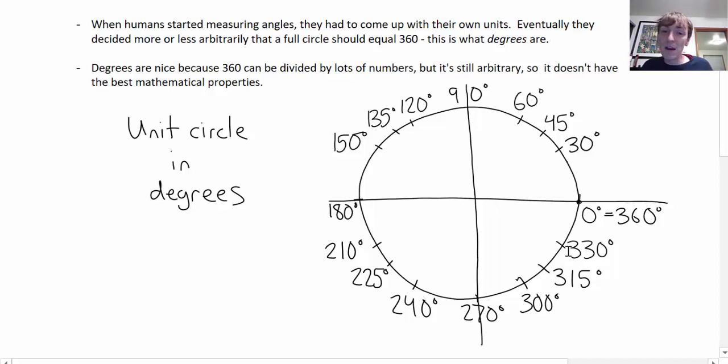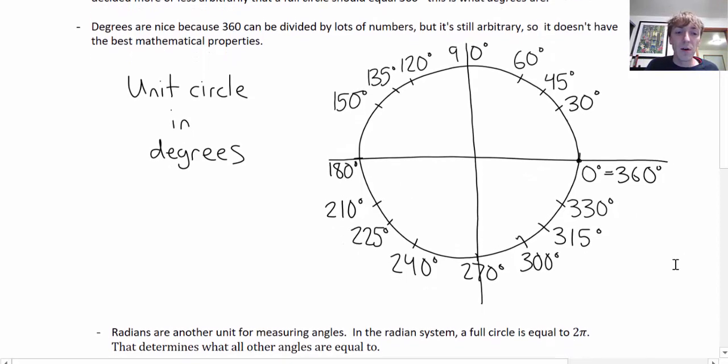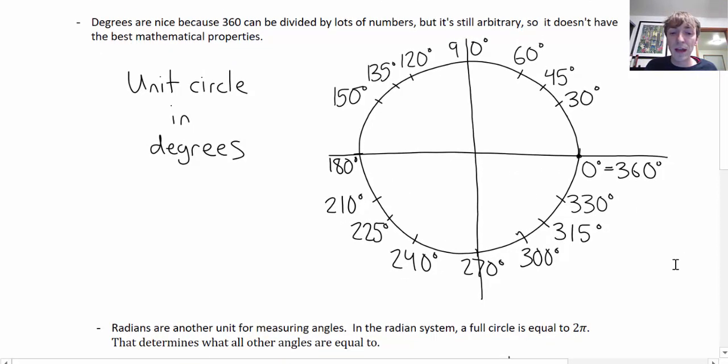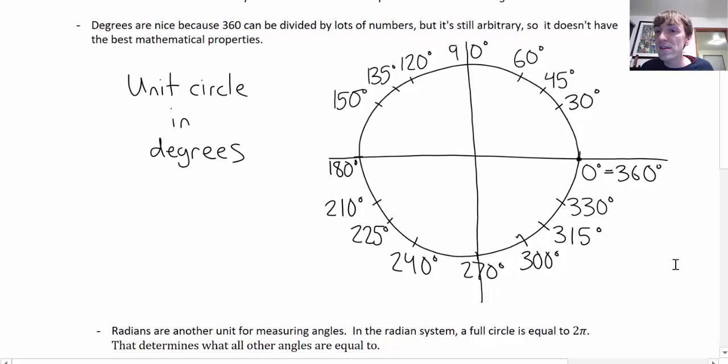But then in any case, these points are ones that we're going to be comfortable with. Let's start talking about radians. All right, so radians are another unit for measuring angles. So in degrees, a full circle is 360. In radians, a full circle is 2 pi.